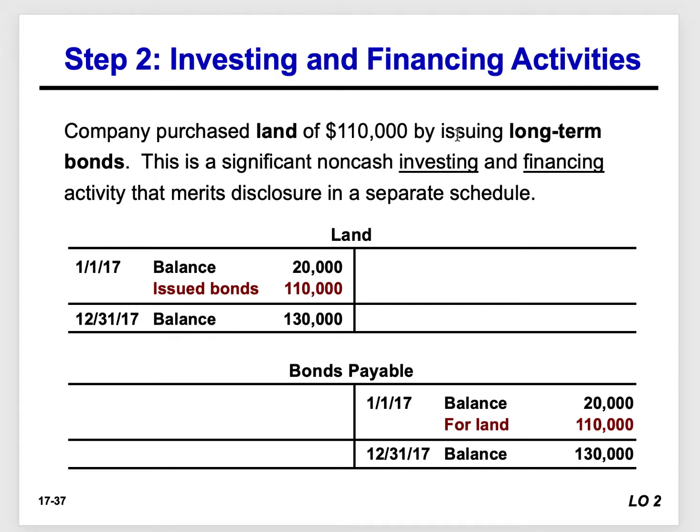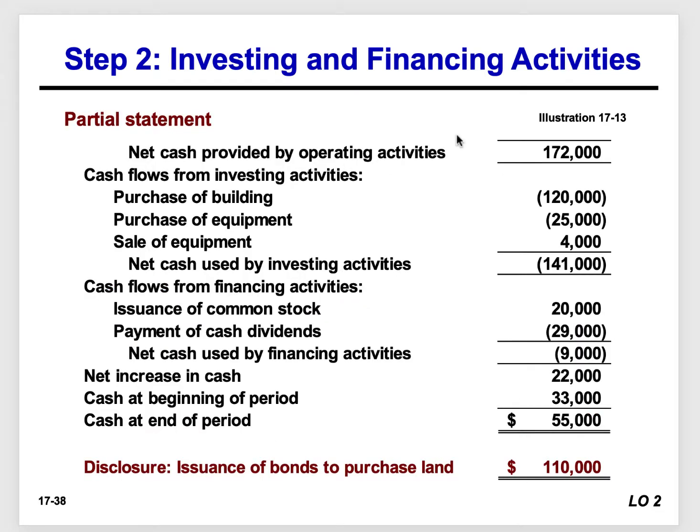How do we know that? Well, our land increased by $110,000. We issued bonds to do that, right? So any information that we need can be found within the accounting records. But the main takeaway here really is the fact that this is something that's significant that doesn't impact cash. So we need to disclose this in a schedule or in the notes to the financial statement.